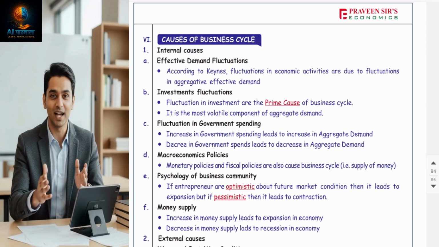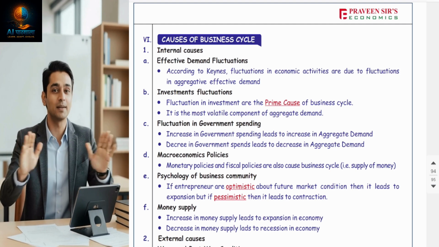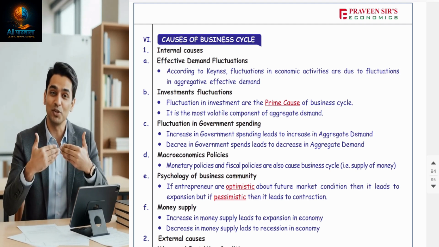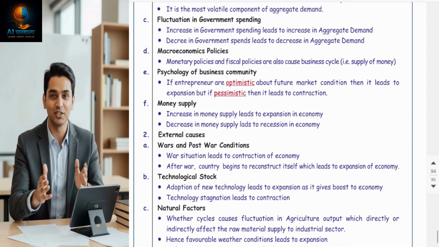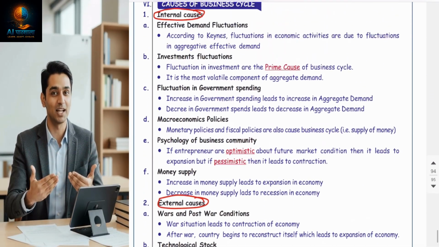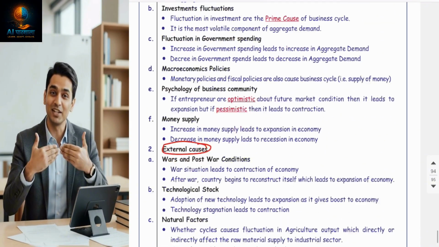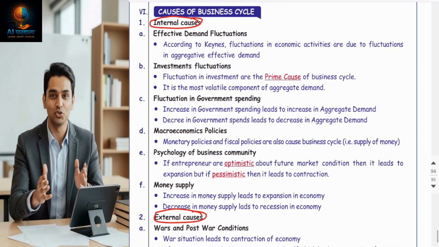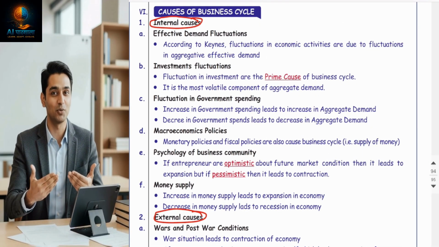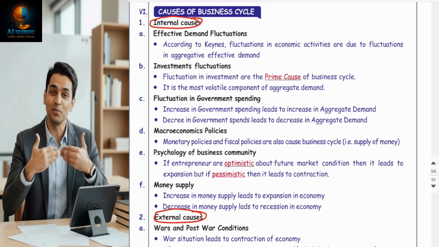Next is causes of business cycle. Friends, in this we are now studying the reasons due to which this fluctuation, these ups and downs, take place. Broadly it is divided into two parts, internal causes and external causes. Internal causes means the reasons within the country. External causes are the reasons beyond the control of the government or the entire country.